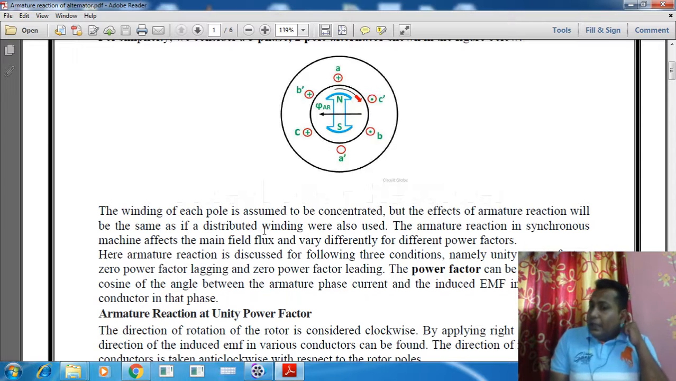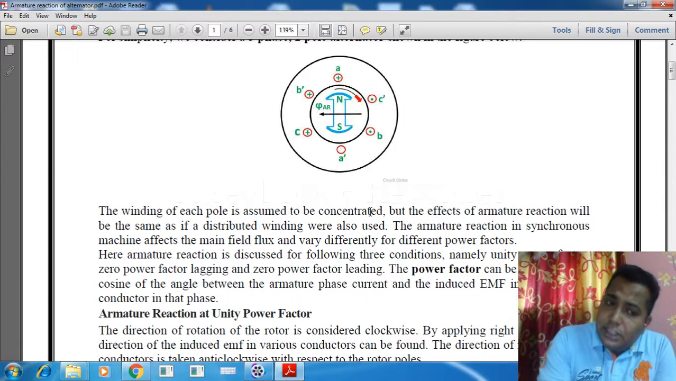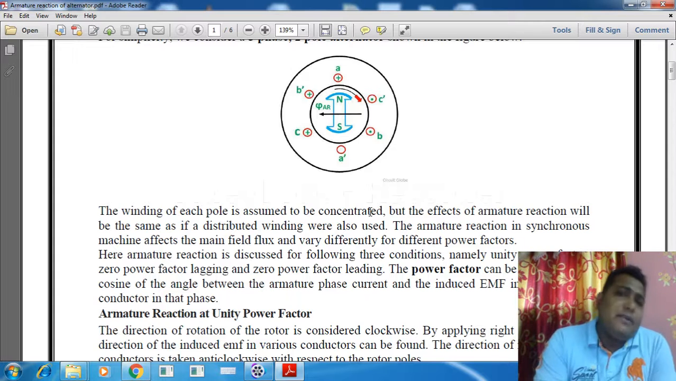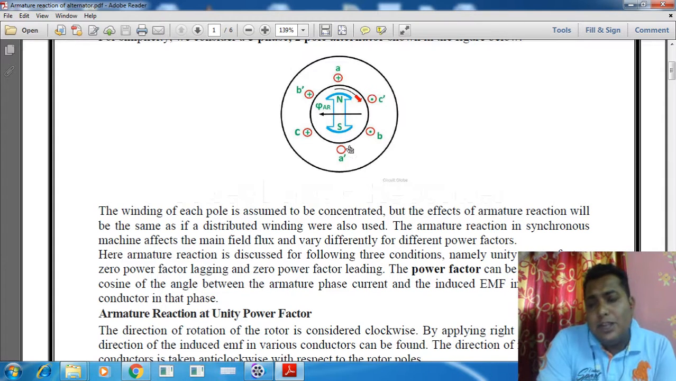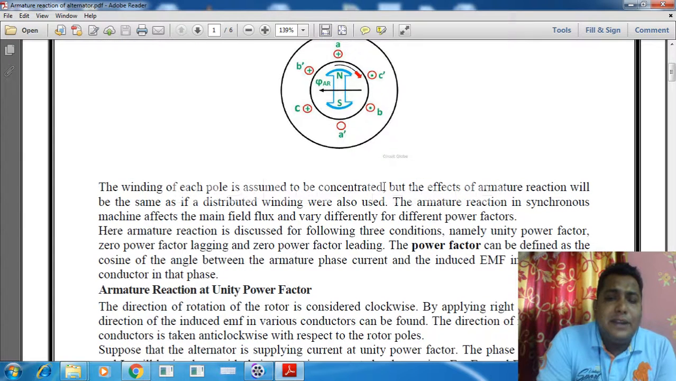The armature reaction in a synchronous machine affects the main field flux, and it may vary with the different power factors also. So we have to know the different conditions and how we can deal with them. Here armature reaction is discussed for the following three conditions: unity power factor, zero power factor lagging, and zero power factor leading.